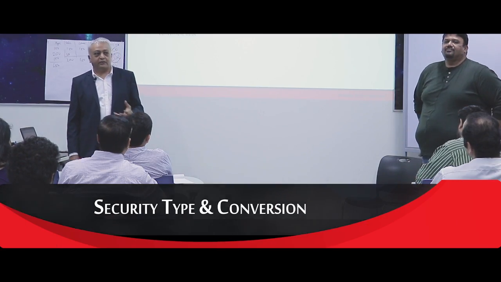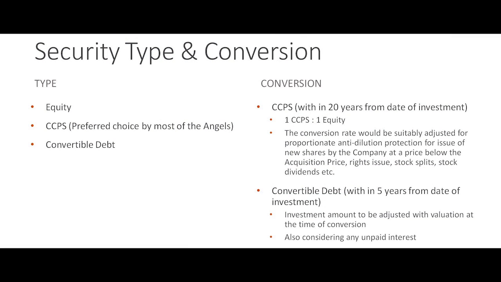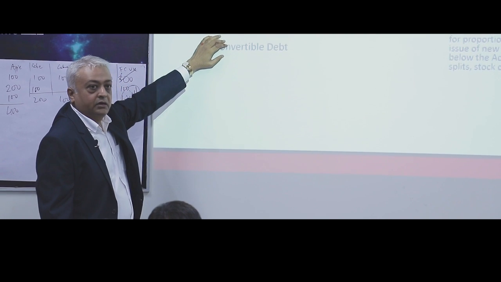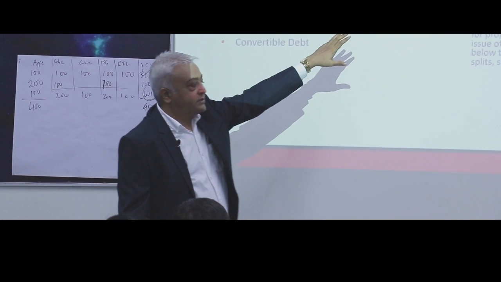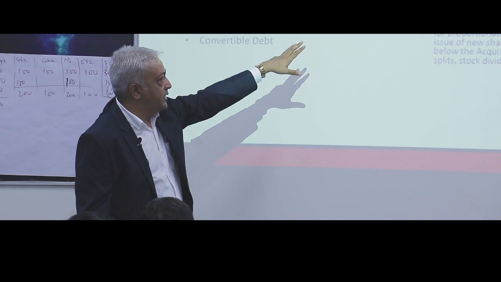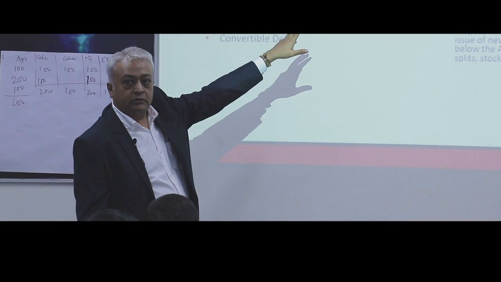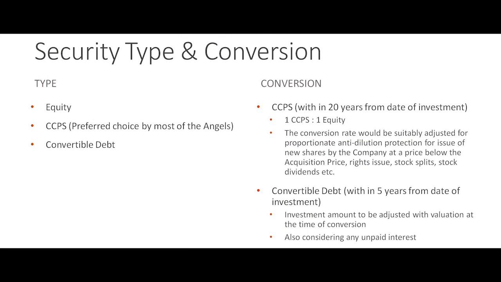So another major clause you would see on a term sheet is the type of security and conversion. Typically you have these 3 options: equity, CCPS, which is the most preferred choice by most of the angels, and convertible note or convertible debt, right? Typically CCPS gets converted into equity within 20 years from the date of allotment. Right. So, compulsorily convertible preferential shares.